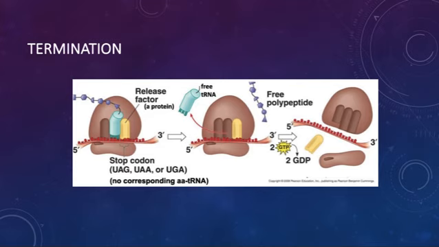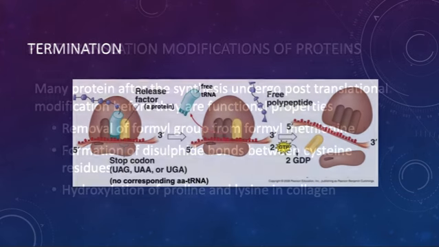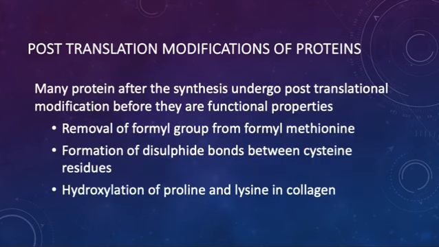After the formation of the proteins, there is no proofreading activity. So all the proteins that are synthesized undergo a process which we call post-translational modification of proteins. Many proteins, after synthesis, undergo post-translational modification before they become functional or active proteins, right? So what are the different post-translational modifications? One is the removal of the formyl group from the formyl methionine, right?